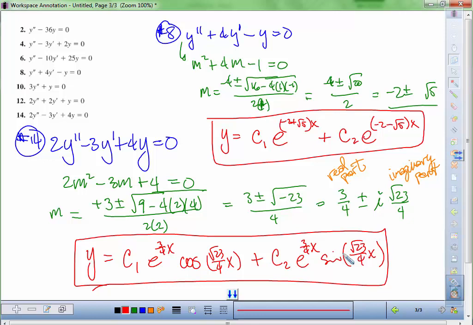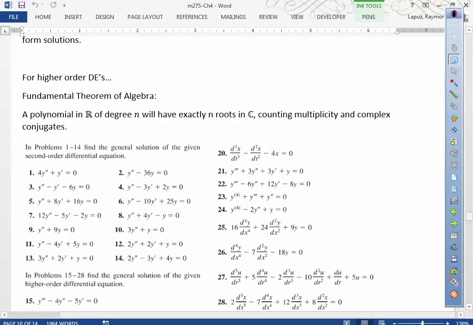All right, so this is our foundation to go to the next level, which is to consider non-homogeneous differential equations. Actually, before we go there, let's extend our homogeneous differential equation idea a little bit further.